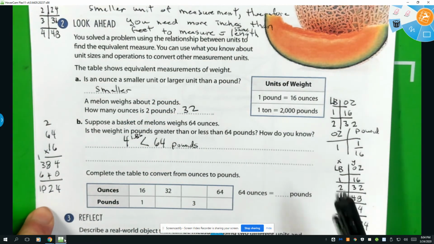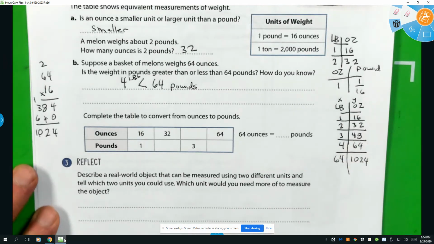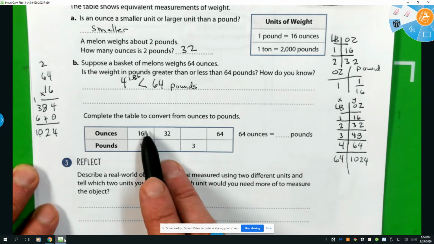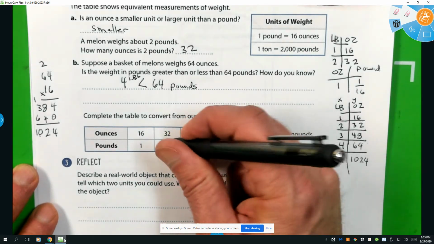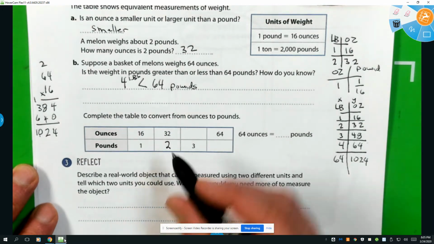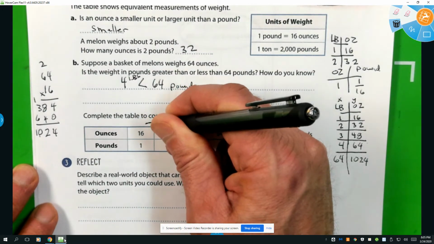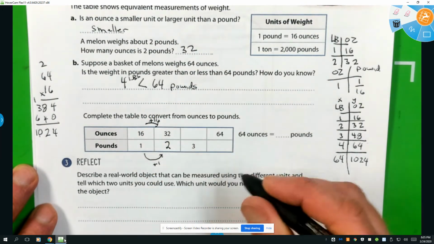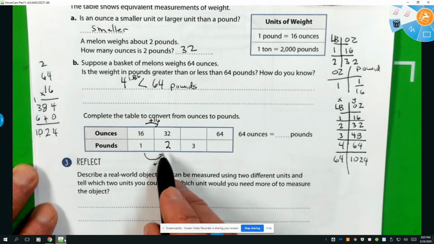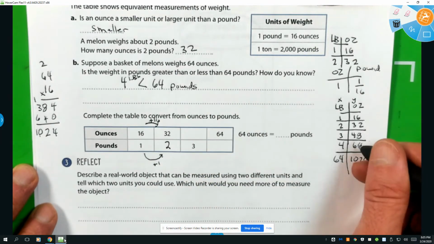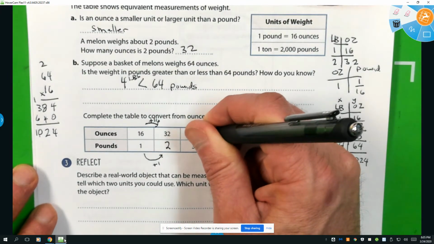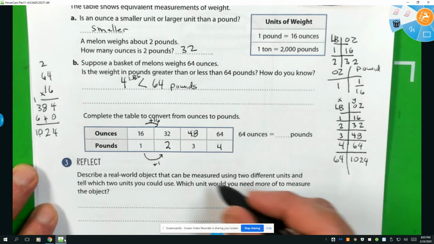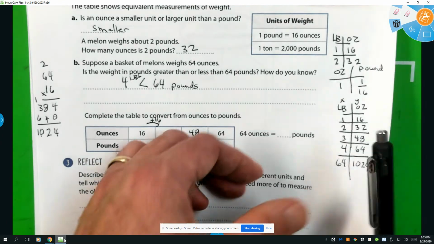Okay, complete the table to convert ounces to pounds. We've already done this, so take a look. 16 ounces, 1 pound. 32 ounces, 2 pounds. You can see the pattern developing right here. From here to here, it's just plus 16. Down here, it is plus 1. So 1 pound, 16 ounces. 2 is 32. 3 pounds, same thing as our chart over here, is 48. And 4 pounds is 64. Now, we're going to skip this one today.